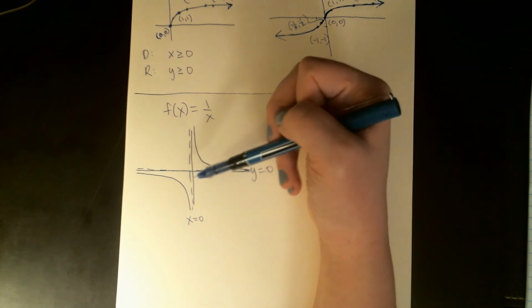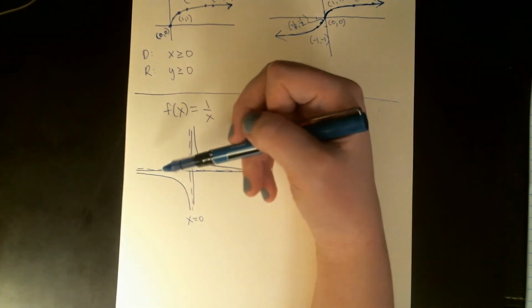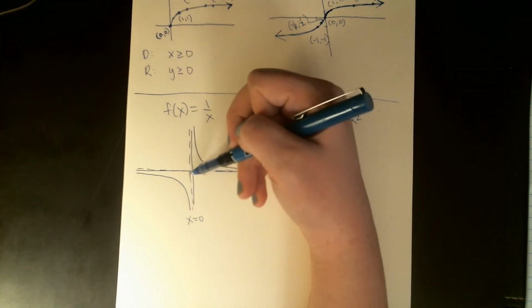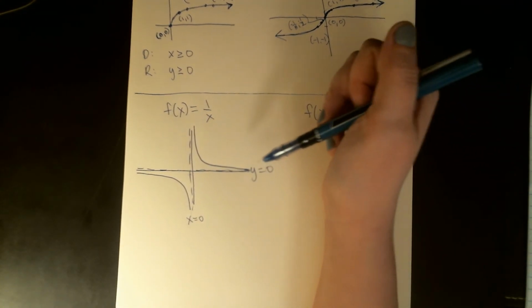You will get back negative numbers. So a really big negative number will have a really small negative number as its reciprocal, and a really tiny negative number will have a really big negative number as its reciprocal.